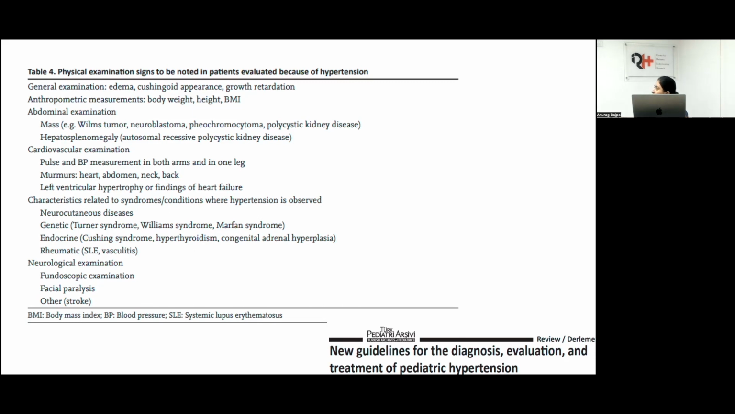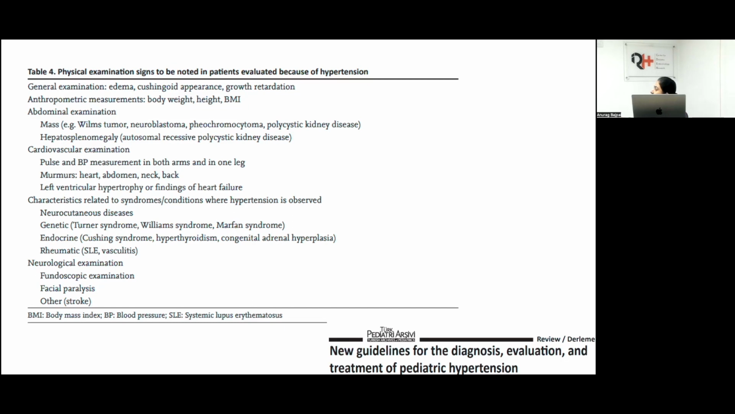Hepatosplenomegaly may be present in the setting of ARPKD, or hepatomegaly may be present as a marker of left heart failure in children with sustained hypertension. Again, in CVS examination, one needs to palpate all peripheral pulses to know whether there is any discrepancy, and look for BP in both arms and in one leg. One needs to look for cardiac murmurs and for abdominal and carotid bruit. Also, features of LVH may be apparent on examination.